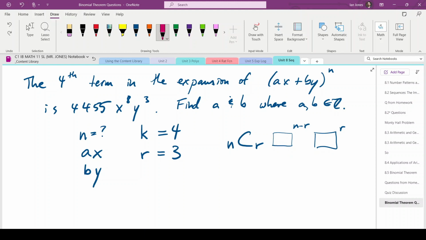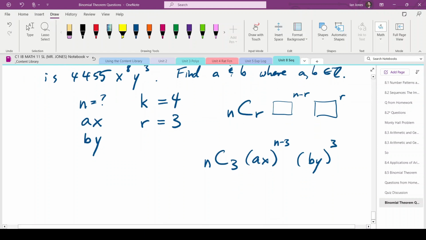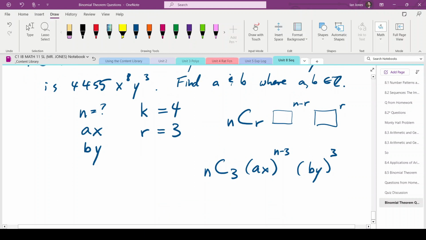So I know that I am on the 4th term, so r is 3. So what I have here is n choose 3, ax to the n minus 3, by to the 3, right? That's all I know so far. But I know that whatever this is, it equals 4,455 x to the 8, y to the 3. And that's going to turn out to be enough to solve this problem.